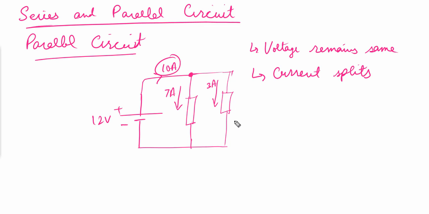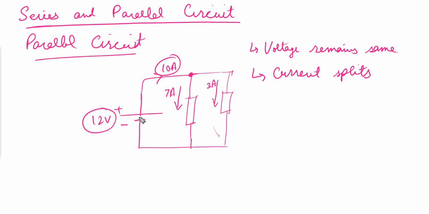resistor. But because the total voltage across both the resistors is 12 volt, there will be a drop of 12 volt on either resistor. So the voltage will not change, but the current will divide. And more current will pass through a resistor that has less resistance, and less current will pass through a resistor that has more resistance.